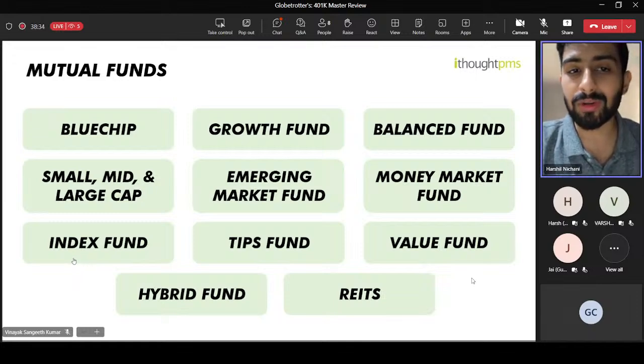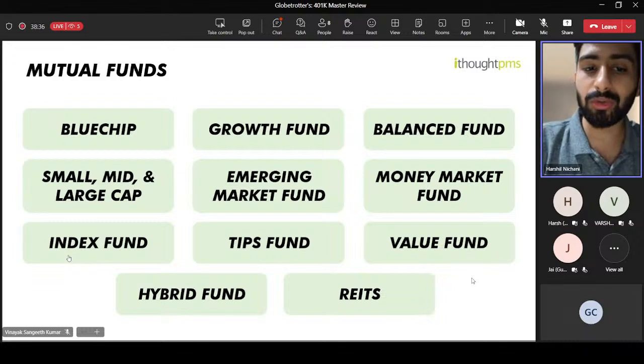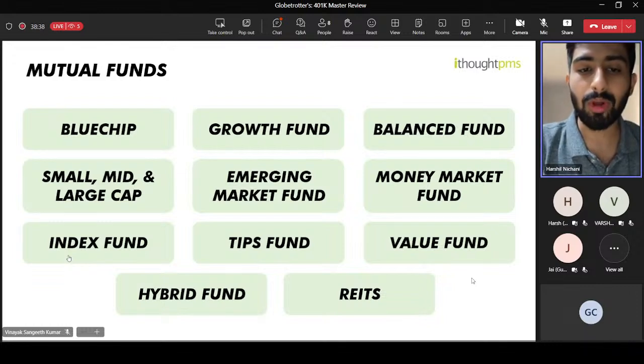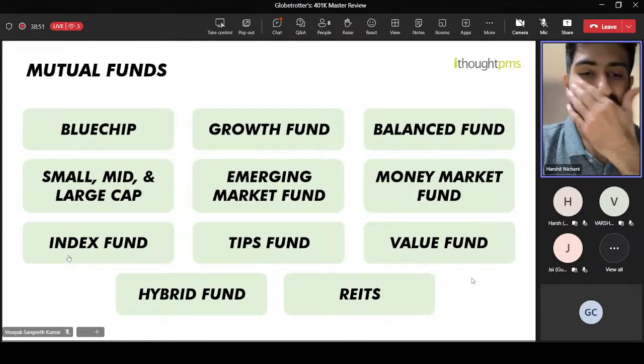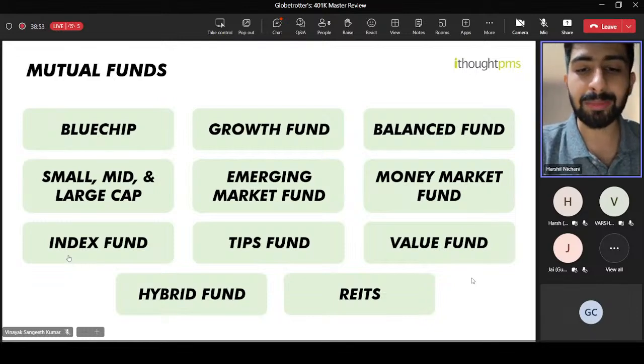Though it might not reflect onto your overall portfolio, you need to be aware of what that particular product is, where the money is going in that particular product, because your money is ultimately going to be in that, and it's very important for you to know that, right? It's very important for you to know the risks. Then there are money market funds, there are TIPS funds. These are all on the debt side, right?